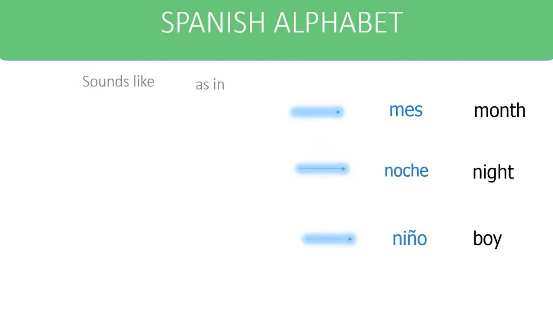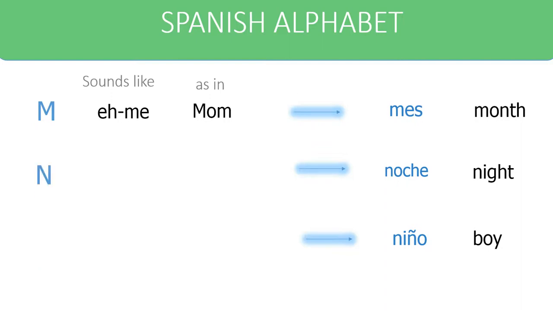Let's continue with the letter M. The letter M in Spanish sounds like M, just as in mom. An example of the letter M in a Spanish word is mes. Mes means month. So remember the sound M as in mom, and the example is the word mes. That means month.